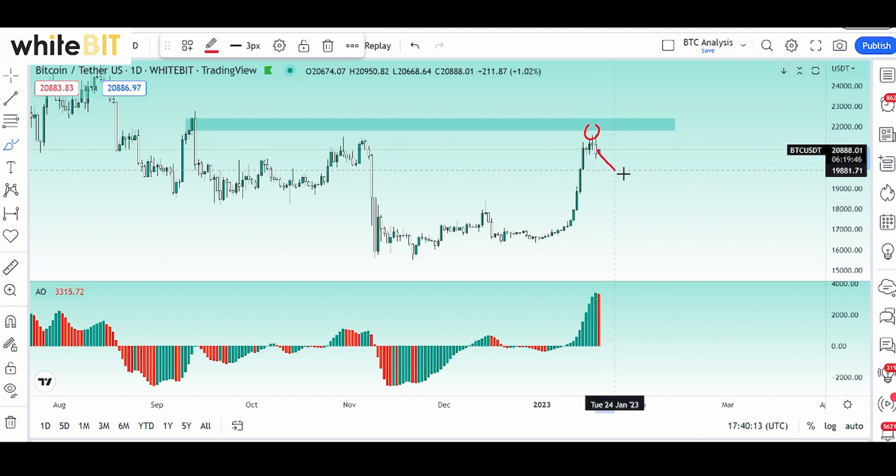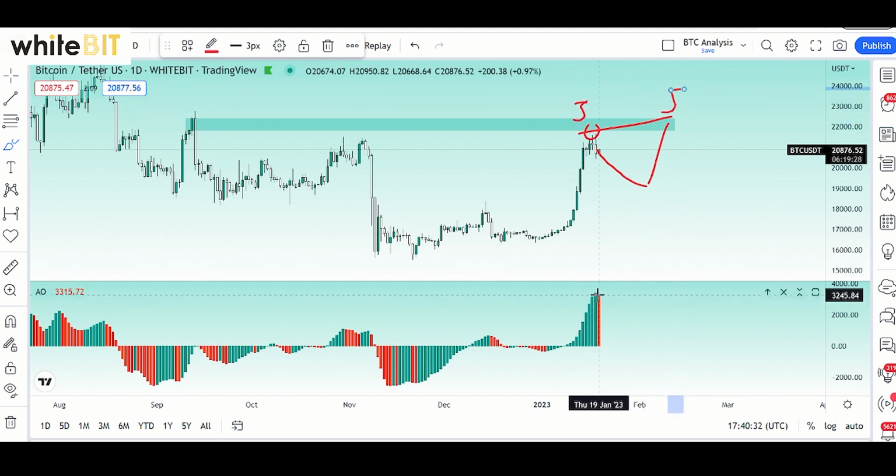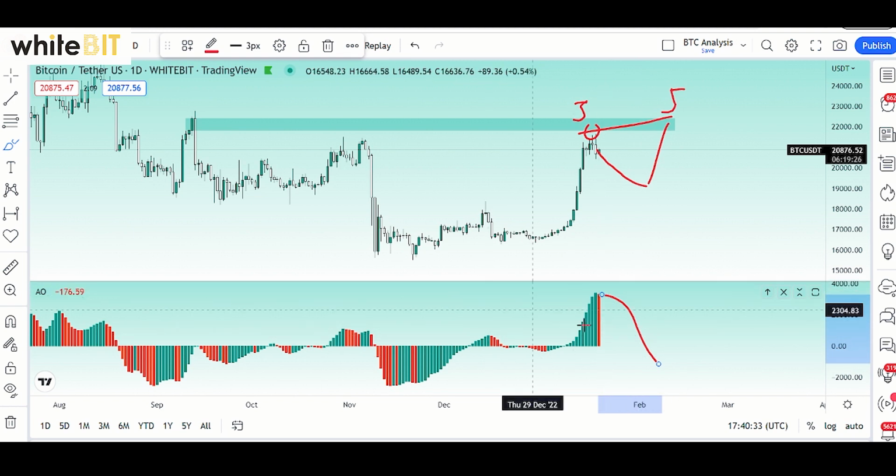I suppose that after the correction we will see a pump to create some kind of double top, with the second top a little bit higher than the first top. It will be wave 3 and wave 5, and we should also see a divergence on the Awesome Oscillator.